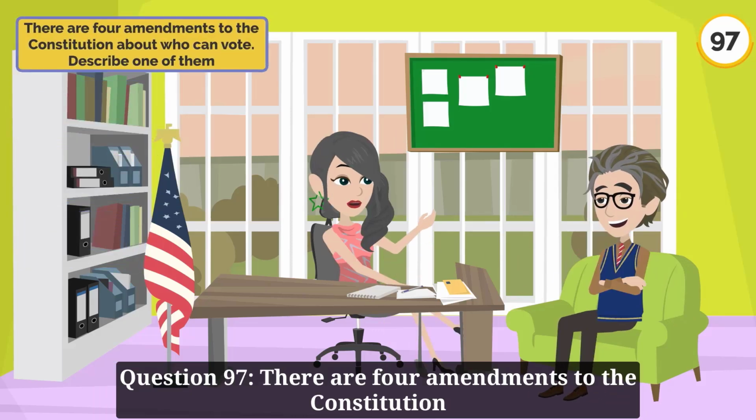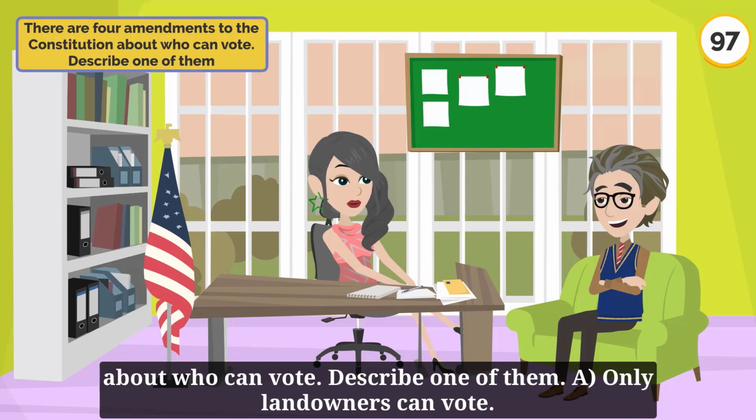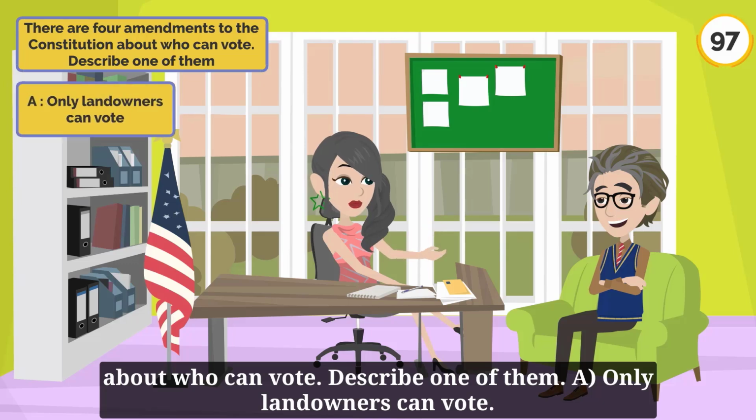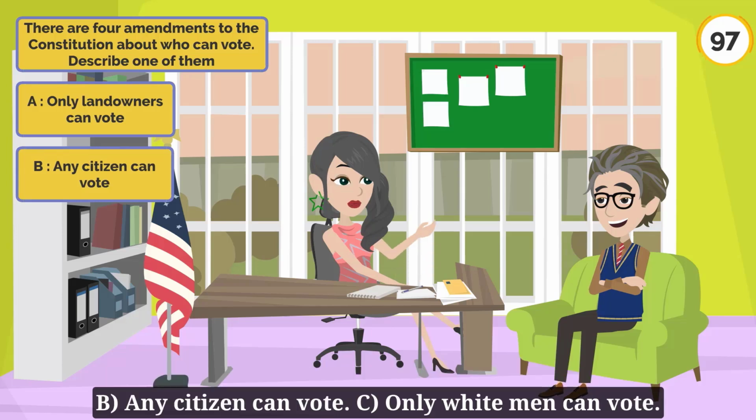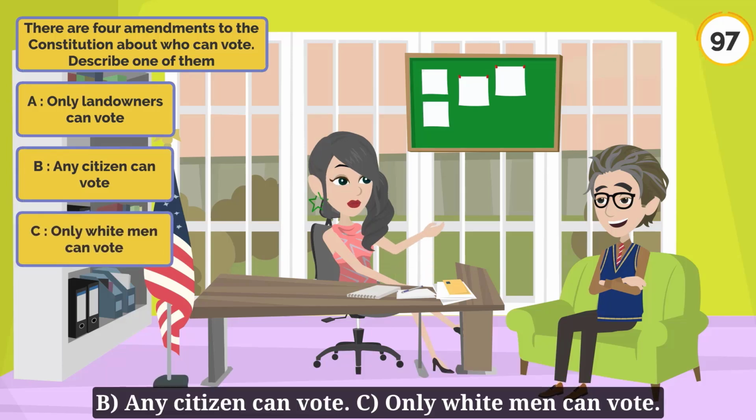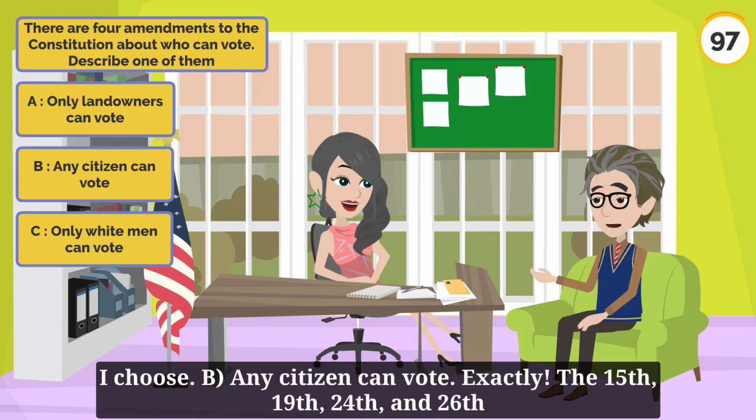Question 97. There are 4 amendments to the Constitution about who can vote. Describe one of them. A. Only landowners can vote. B. Any citizen can vote. C. Only white men can vote. I choose B. Any citizen can vote.